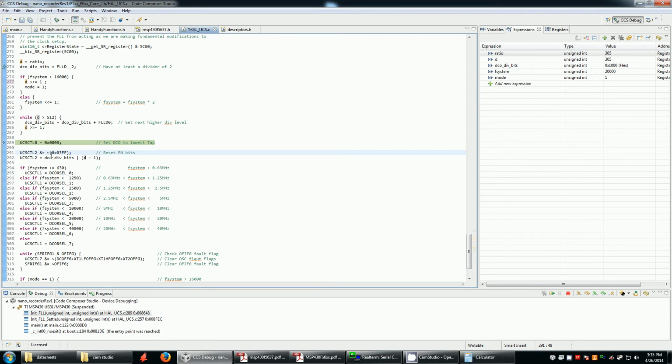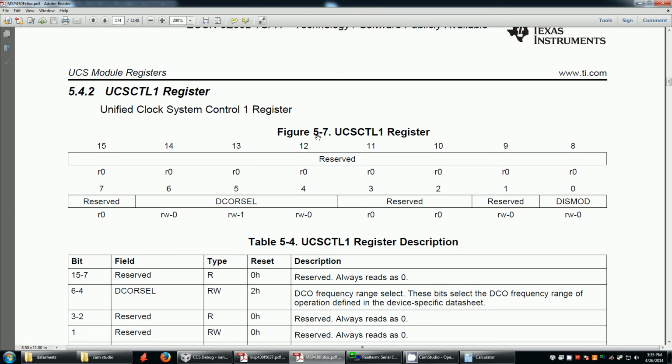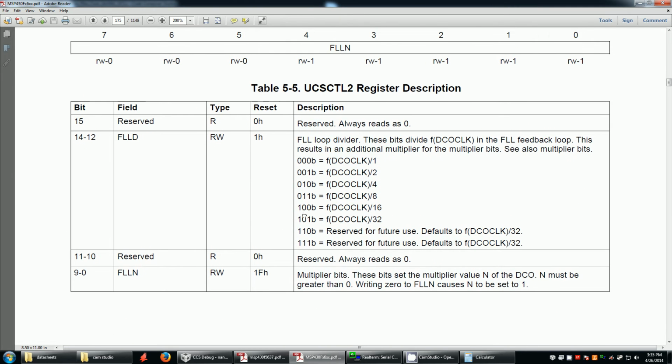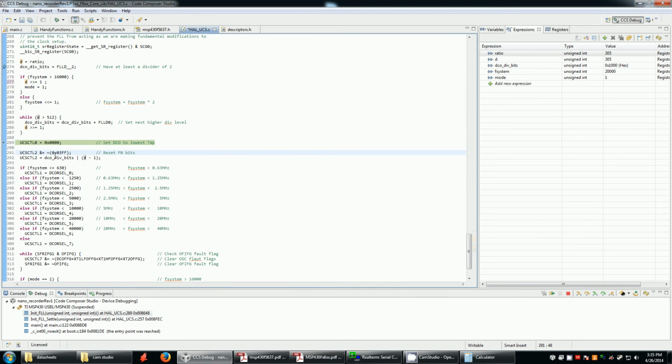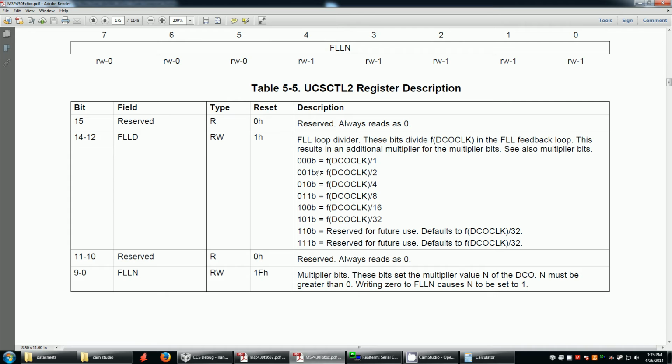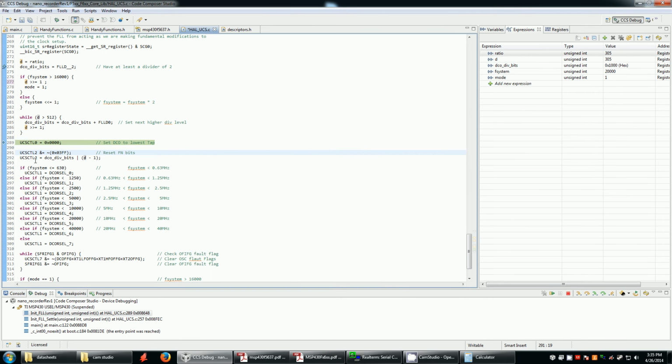Reset FLL bits. This is going to be the control register 2, so let's check that out. For the sake of this example, I'm going to set all this to 0. Right, 3FF knotted, which is and equals 3FF, that's going to be 0. So we'll set all this equal to 0. So the FLL loop divider is going to be cleared as well. All this can be cleared. And this is just to reset these registers so we can then configure them.